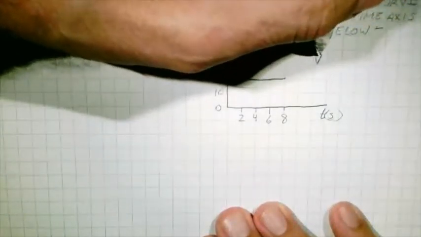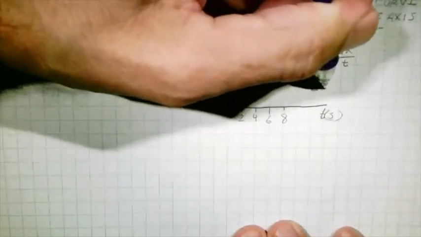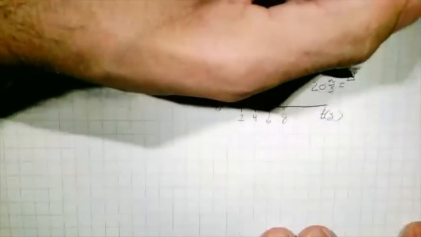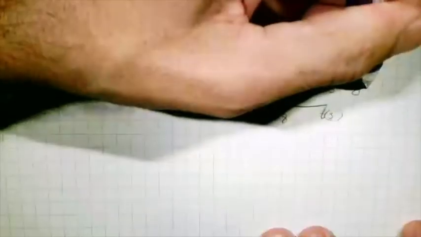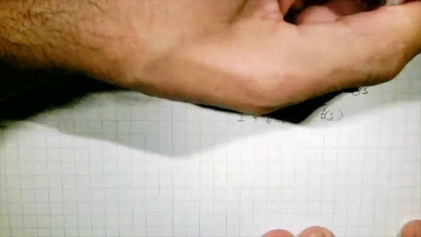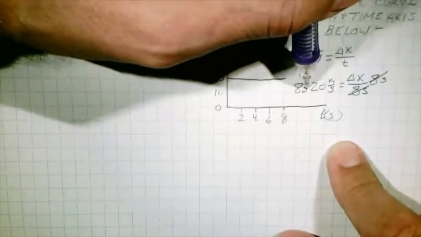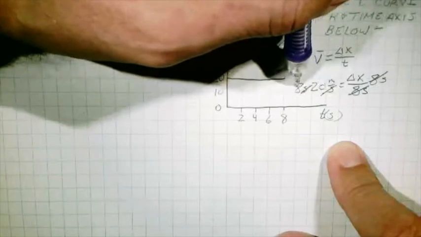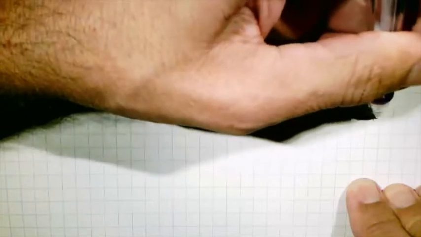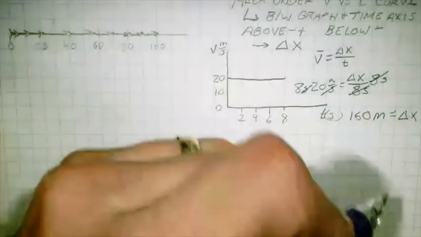If we write the equation for the average velocity, displacement over time, 20 meters per second equals the displacement over 8 seconds. We multiply both sides by 8 seconds. This side cancels out. You have delta x equals 8 seconds times 20 meters per second. Seconds divided by seconds, those cancel. So you end up with delta x is 160 meters, the displacement. So that's just using the equation.